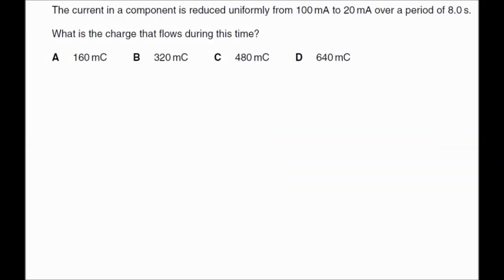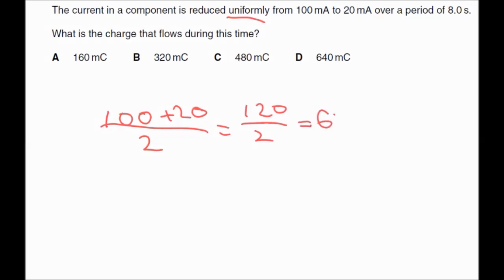The current in a component is reduced uniformly from 100 milliamps to 20 milliamps over a period of 8 seconds. What's the charge that flows during this time? Well, let's find out. What was the average current that flowed? So we do 120 divided by 2, which is 60 milliamps. 60 divided by 1000 is going to give us our current in amps.